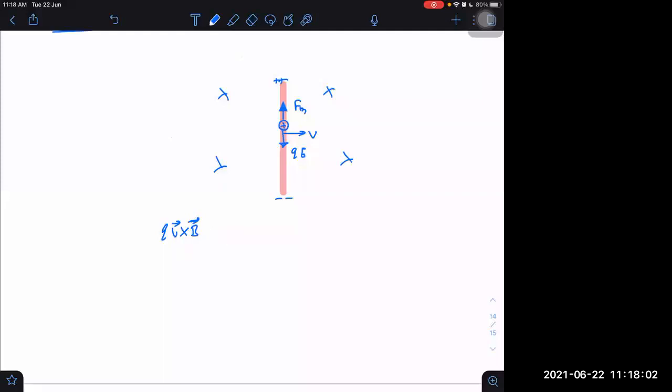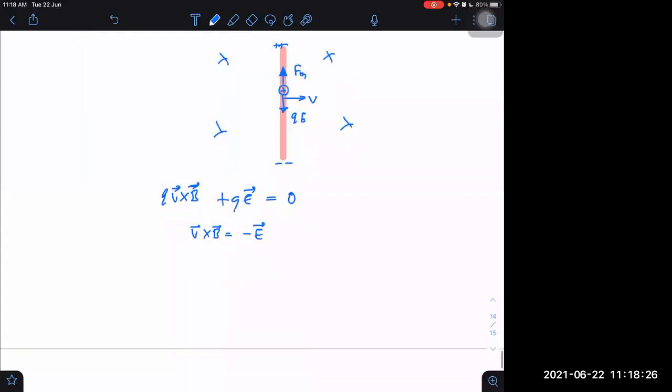I can say it simply, the net force will become 0. If the net force becomes 0, then I can say V cross B will become equal to minus E. Vectorially, it is minus E.